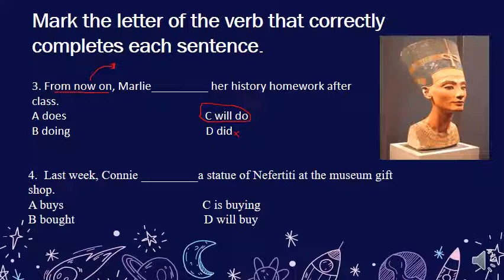Last week, so very easy now. This last means we need a verb in the past. Kani bought a statue of Nefertiti at the museum gift shop. Nefertiti is this great ancient Egyptian queen, the most beautiful one, and this is her bust. So buys or bought or is buying or will buy. So last week means in the past, so bought is in the past.